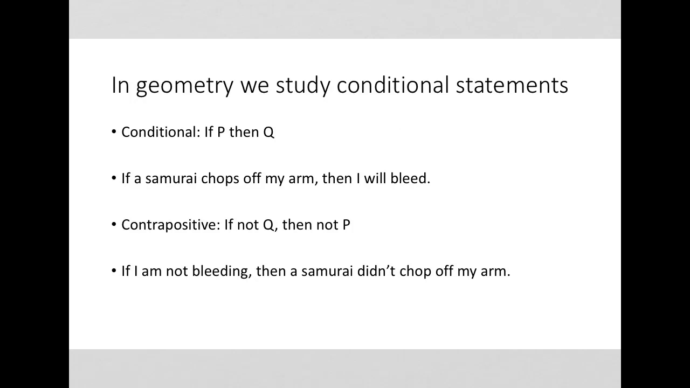So, for example, if a samurai chops off my arm, then I will bleed, or I should say my arm will bleed. The contrapositive of a conditional statement, if P then Q, says if the conclusion is false, then the hypothesis is false. So if not Q, then not P. And not false, I meant to say the opposite. If the opposite of the conclusion is true, then the opposite of the hypothesis is true. Conclusion being Q, hypothesis being P. So if I'm not bleeding, then a samurai didn't chop off my arm. Because if a samurai chopped off my arm, I would be a bloody mess.